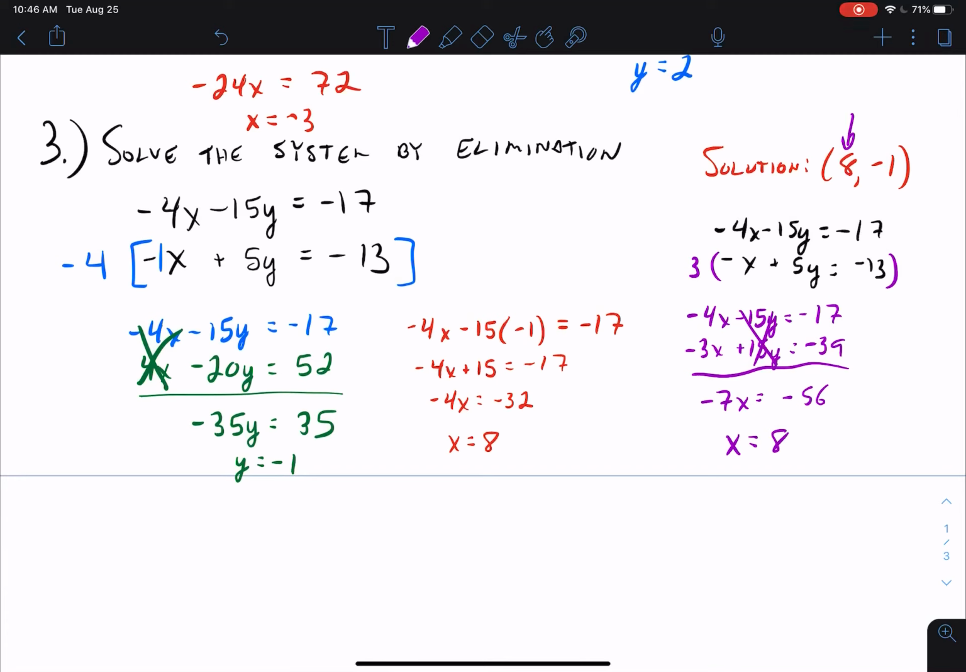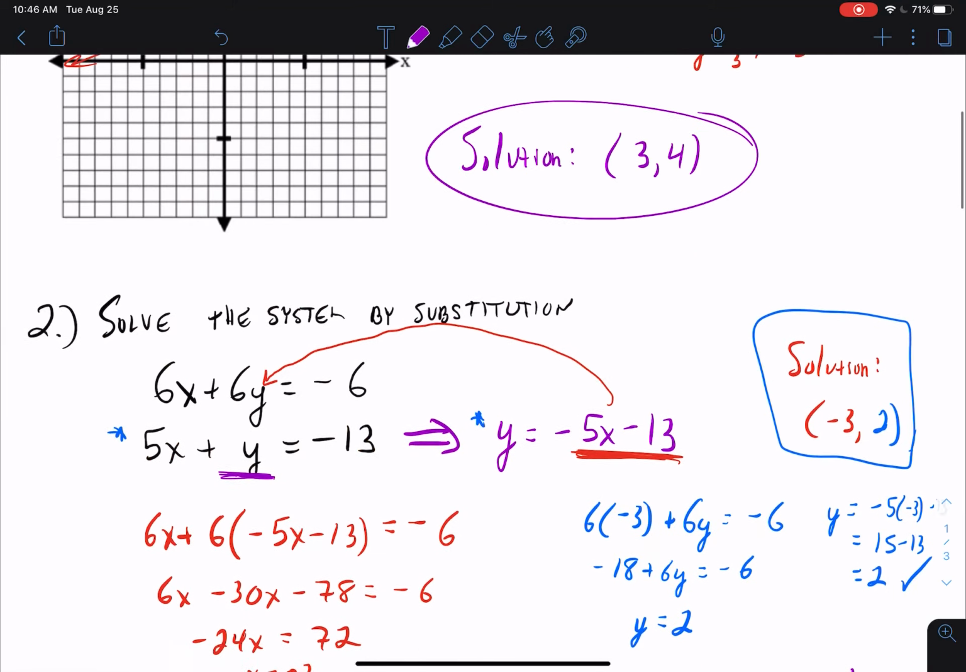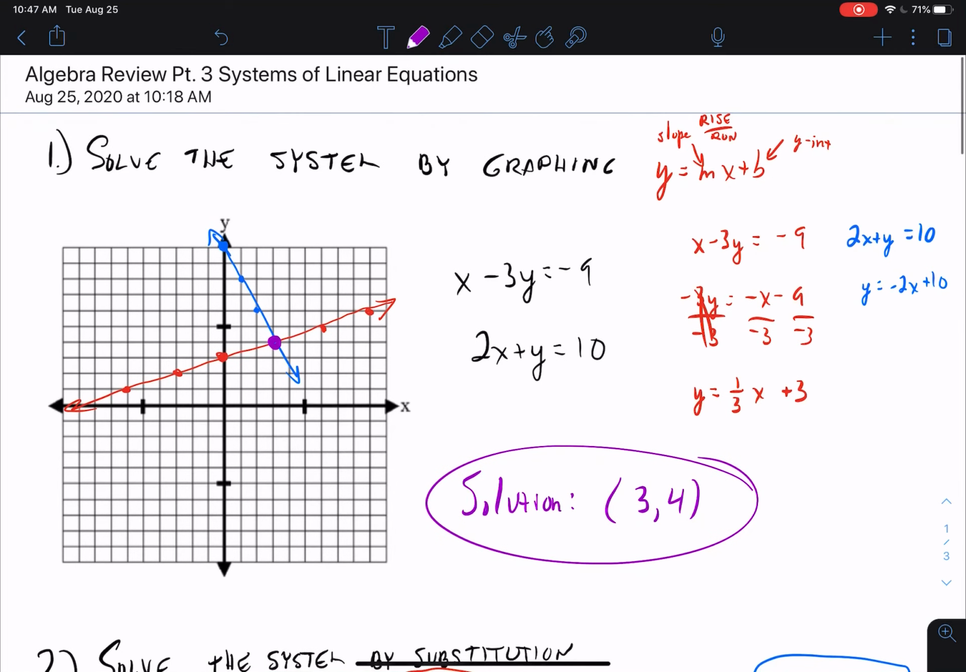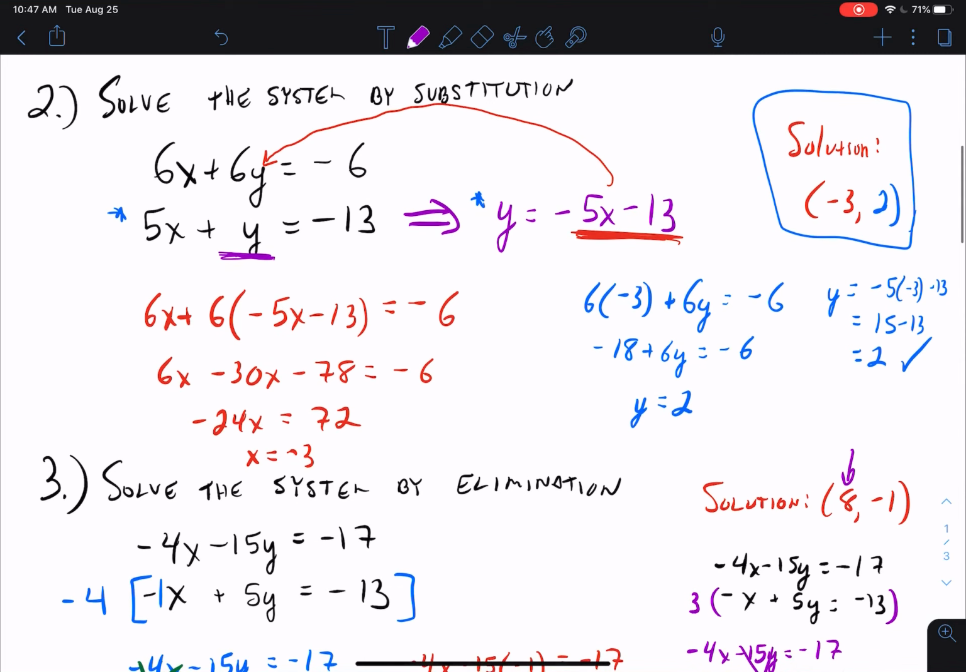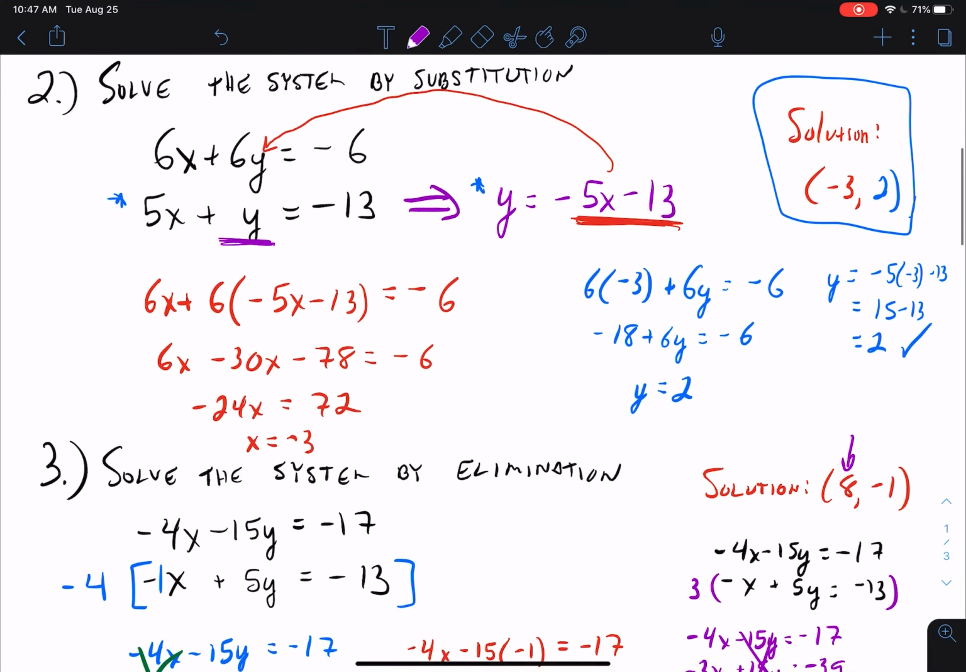All right, so that is a recap on solving systems of equations by graphing, which shows us the point where they intersect, and then our two algebraic methods, substitution or elimination. Okay, let me know if you have any questions.